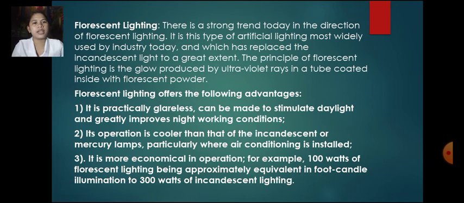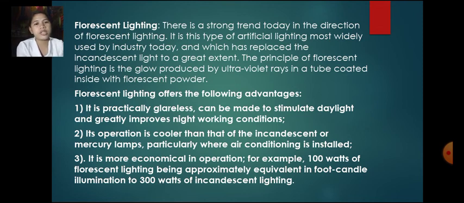Fluorescent lighting. There is a strong trend today in the direction of fluorescent lighting. This is the type of artificial lighting most widely used by industry today, and it has replaced the incandescent light to a great extent. The principle of fluorescent lighting is to produce a glow by ultraviolet rays in a tube coated inside with fluorescent powder. Fluorescent lighting offers the following advantages.